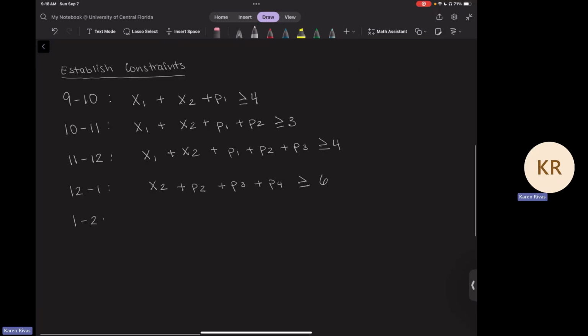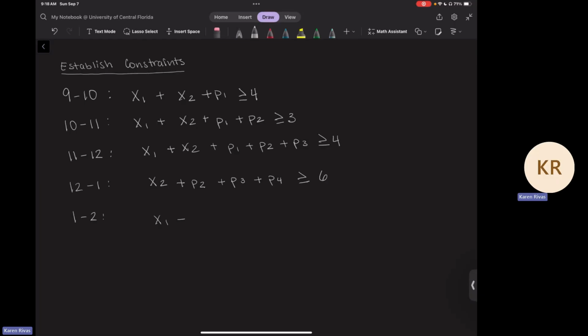1 to 2. Now the teller from X1 that had taken their break from 12 to 1 comes back, so we'll include X1, and X2 goes out and takes their break. So we'll leave out X2. P2 has completed their 3-hour shift, so we're going to go to P3, P4, and now include P5. And they need at least 5 tellers at that time.